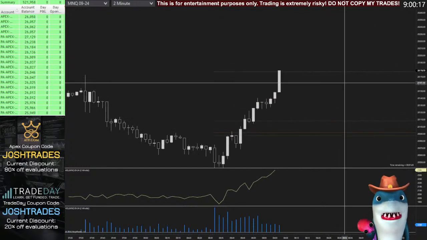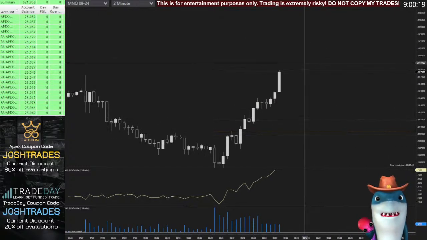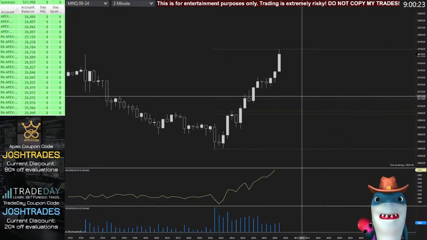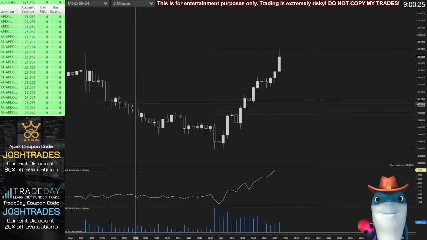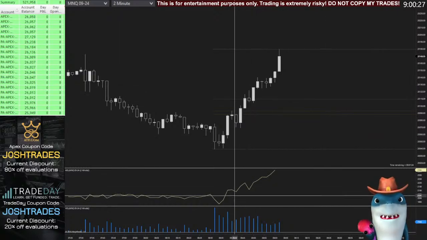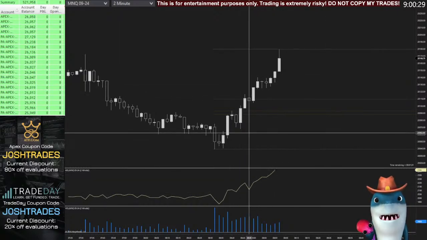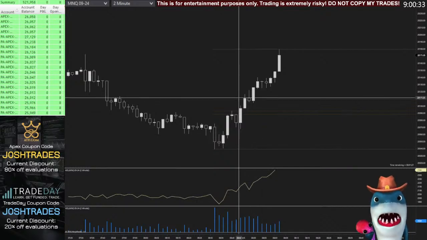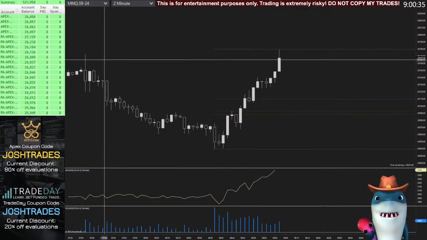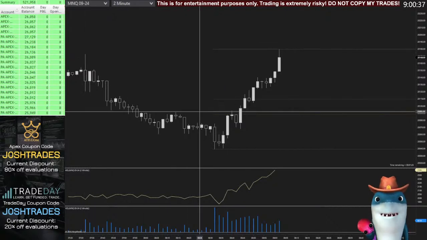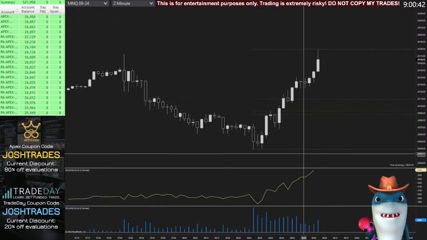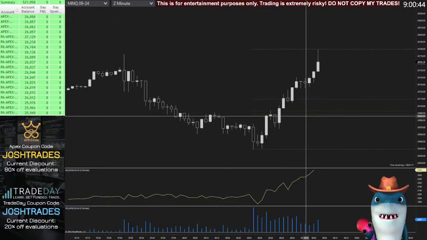Wow, look at this. I'm glad we didn't try shorting from here. I saw AD was confirming the bullish price action. So even though my LFG setup would have given me an entry here, I didn't take it because I didn't have AD confirmation.